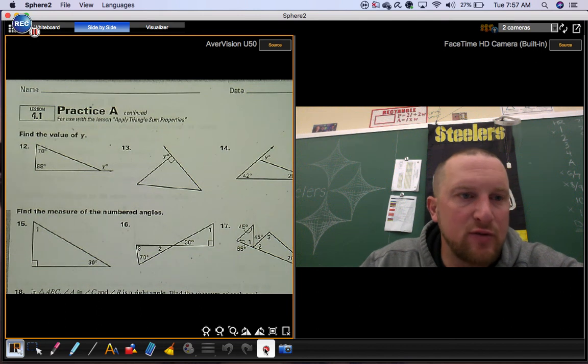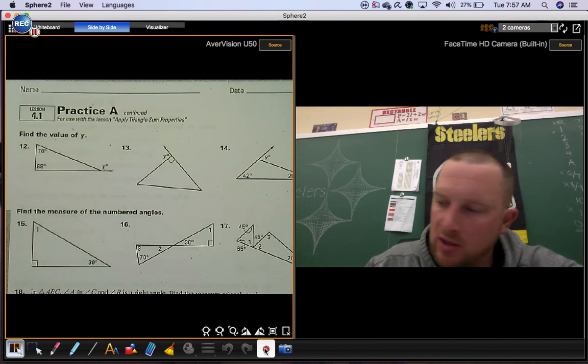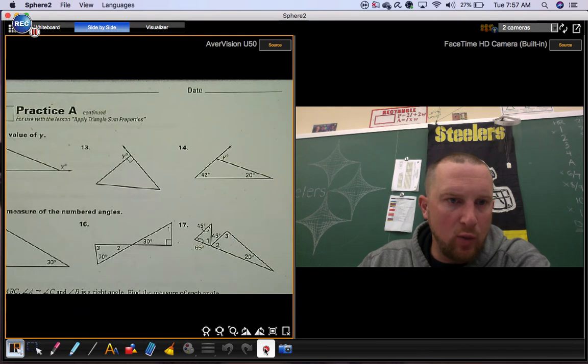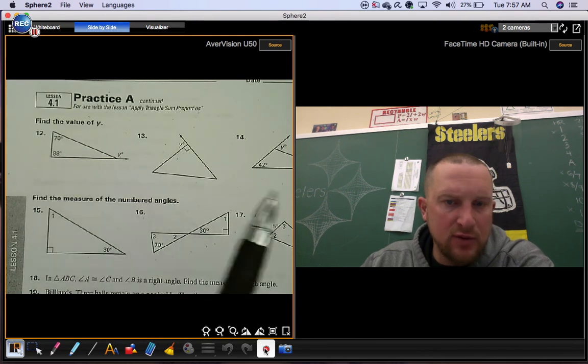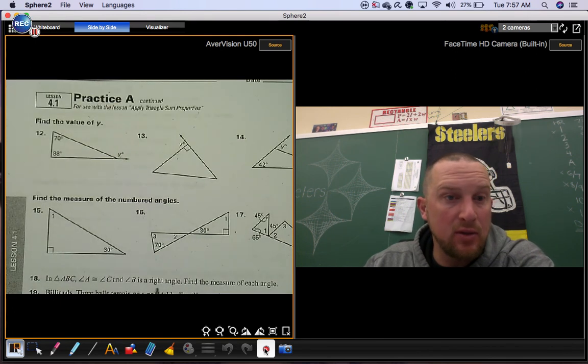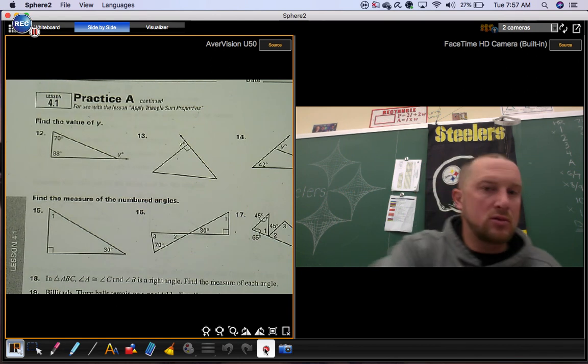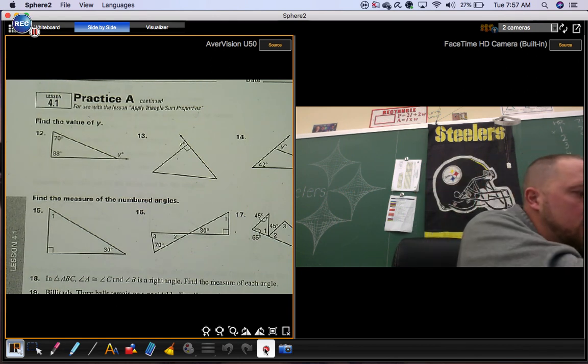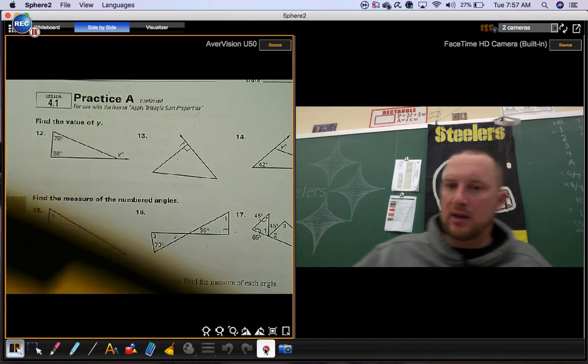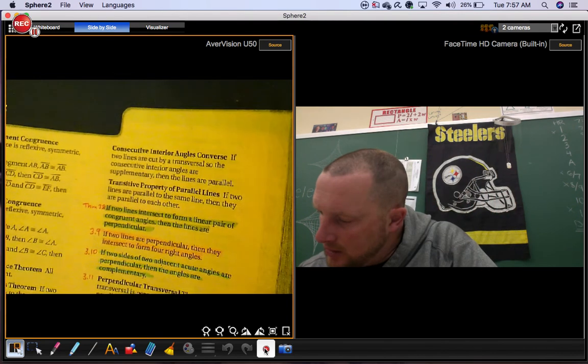To say for section 4.1, this is the back of the worksheet. We're going to find the value of y, and these three problems, 12, 13, and 14, all use the same theorem. This is the triangle exterior angle theorem. I have my packet here. Where is the triangle exterior angle theorem?